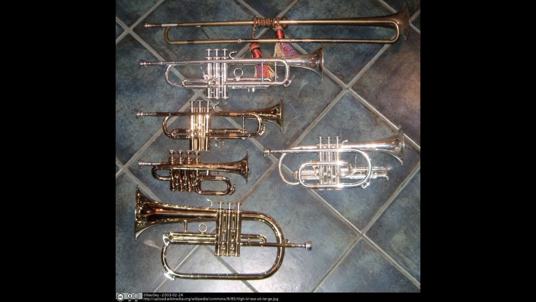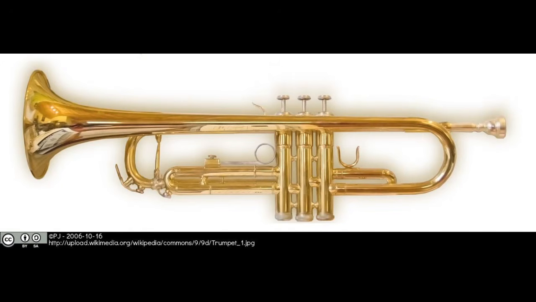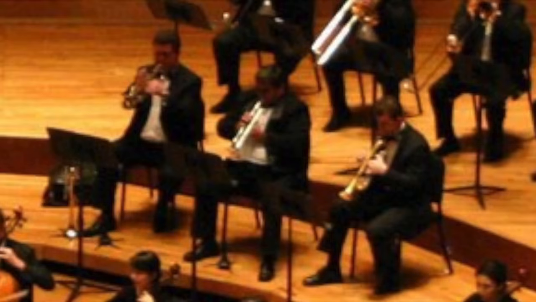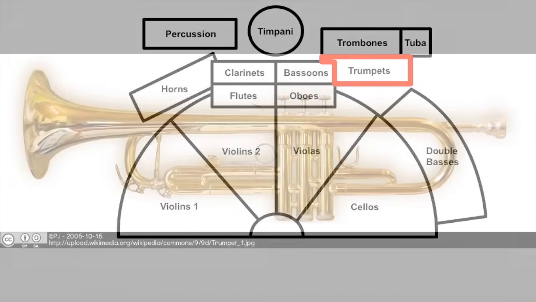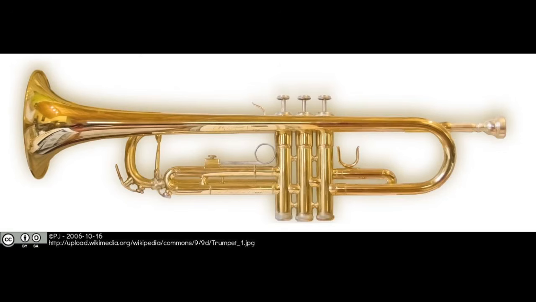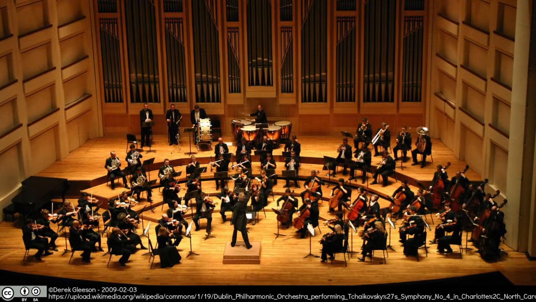The trumpet. The trumpet has had many variations for hundreds of years. Today, we most often use the B-flat or the C trumpet. It usually takes the highest lines and many melodies, especially in loud, powerful sections of music. 2 or 3 trumpets are usually implemented in most orchestras. They sit behind the woodwinds to the right. This is the solo trumpet. This is a section of 3 trumpets.